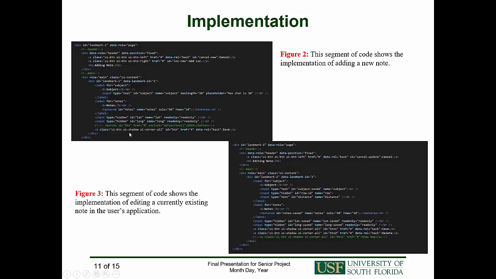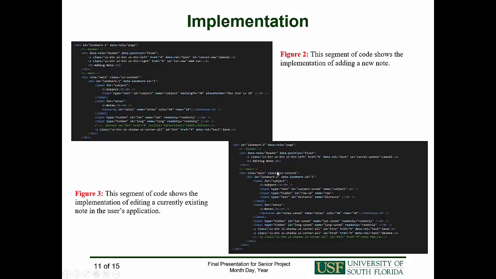So this is the main page that has the contents such as the subject text box and the notes text box. And we also have the location, which is a latitude and longitude in this case. It tells you the latitude and longitude after clicking on add location. It updates it.